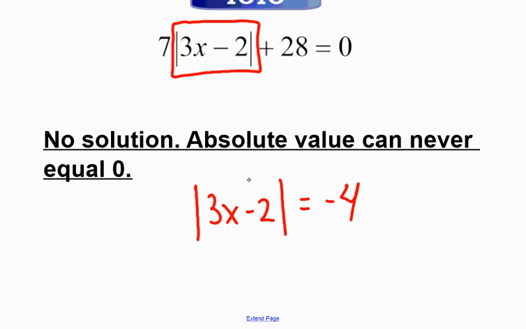So if you ever have an absolute value equals a negative number, when the absolute value is all by itself, then you automatically know it's no solution. You can't have a negative distance from 0. Your absolute value is never going to output a negative number.